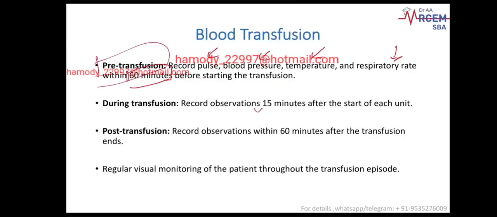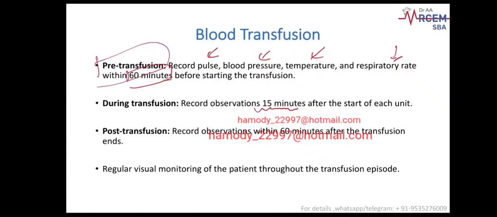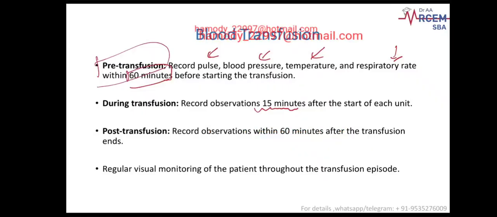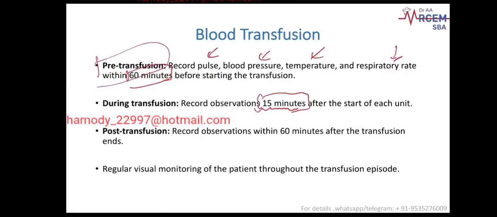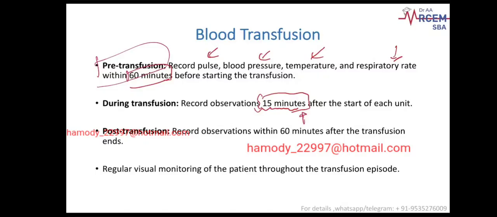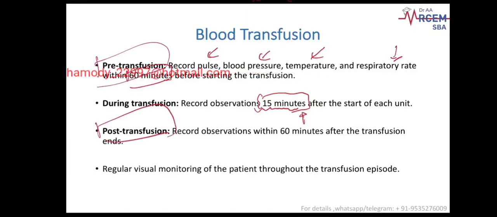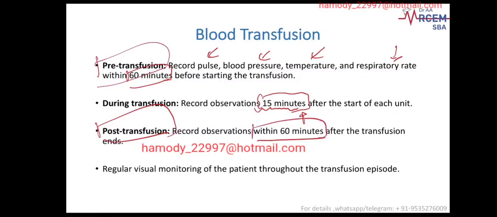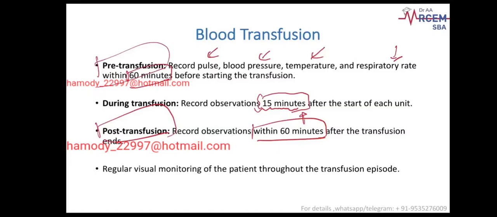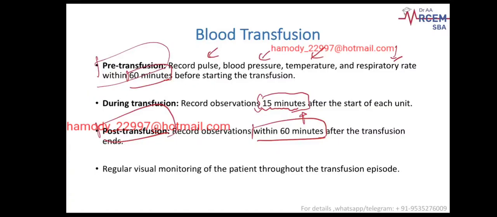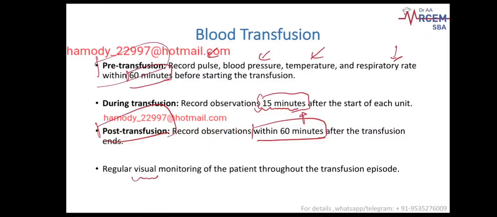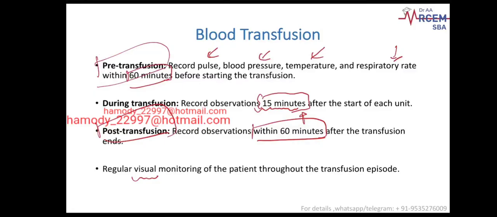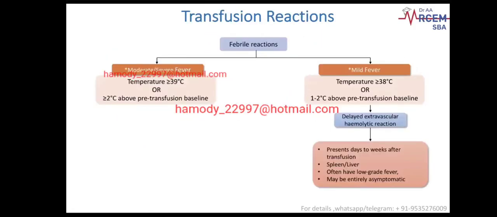While transfusing, you need to record again these vital parameters, that is heart rate, blood pressure, temperature, and respiratory rate, every 15 minutes, or after each unit you start, then give a gap of 15 minutes, then record the vital parameters. Once you have finished the transfusion, within 60 minutes of stoppage you need to check the vital parameters. Throughout the transfusion, make sure the patient is visible, in your sight, so you can monitor the patient and if something drastically goes wrong, you can intervene immediately.